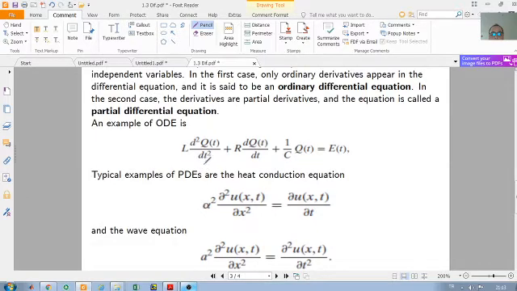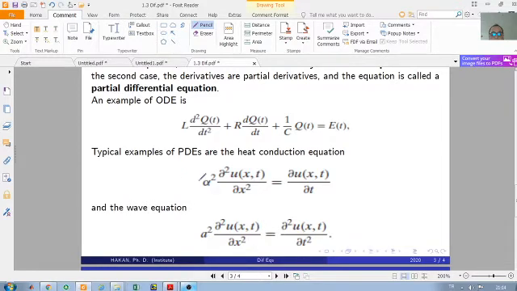So you see the independent variable is just t, and we see the derivatives of the function q with respect to t, and every function depends on a single independent variable t. Therefore, this is an ordinary differential equation, and its order is 2 since we have the second derivative of the function.